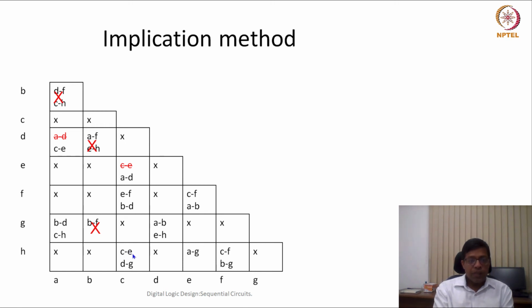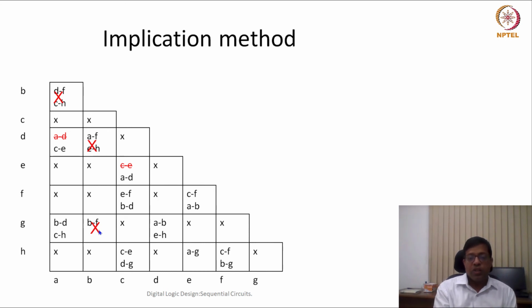Now let's look at C and E. C and E depends on A and D, we don't know, but D and G, we don't know about D and G also. A and G, that also we don't know. So C and F, B and G. C and F, C is here and F is here, we don't know about C and F. And do we know anything about B and G? For B and G, yes, but it will come in the next iteration.